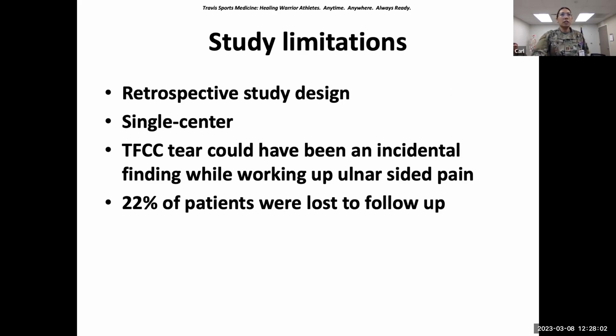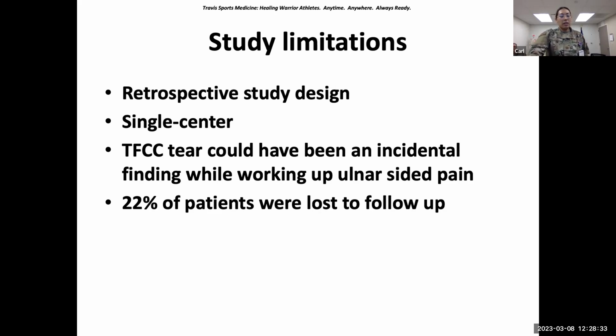Just to start, the retrospective nature of the study doesn't allow us to make any causation. It was just associations between them. The single center, it was a tertiary referral center, so this gives selection bias and likely influenced surgical decisions. They did try to adhere to the surgical indications for all patients, but it still offers some bias.